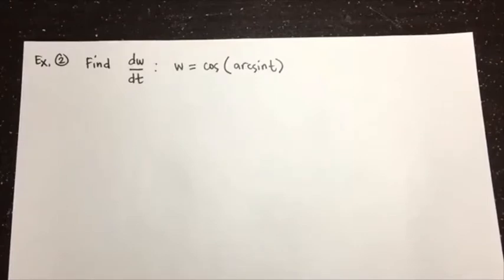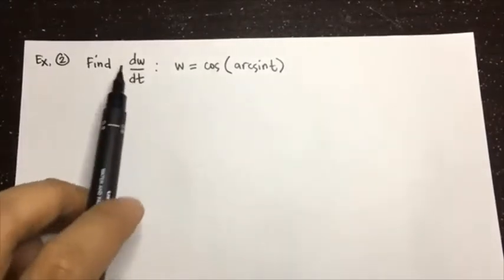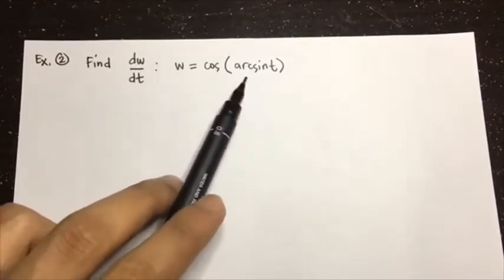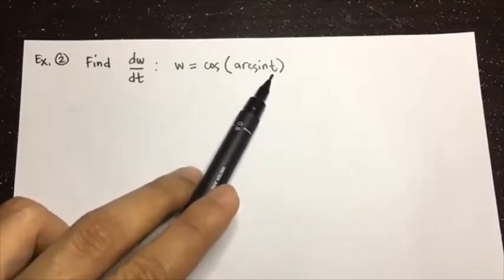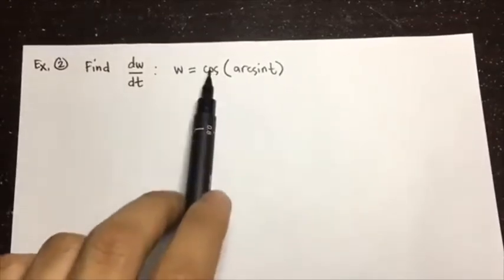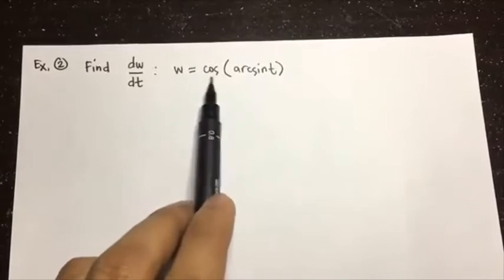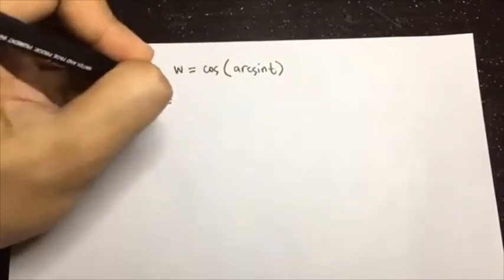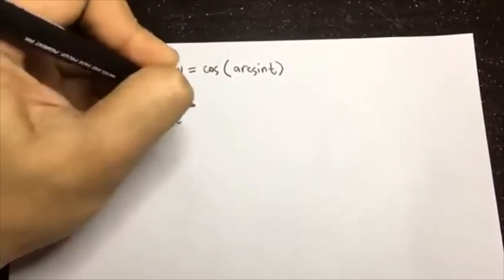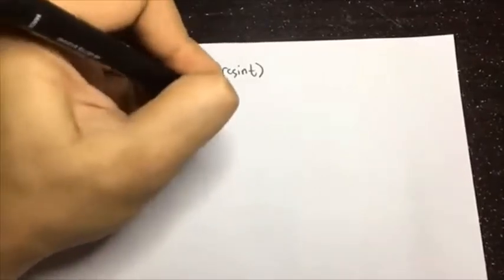For our next example, find the derivative dw over dt when w is equal to cosine of arcsine of t. This will involve the derivative of trigonometric functions because we have cosine here. The derivative of w with respect to t is equal to the derivative with respect to t of cosine of arcsine of t.